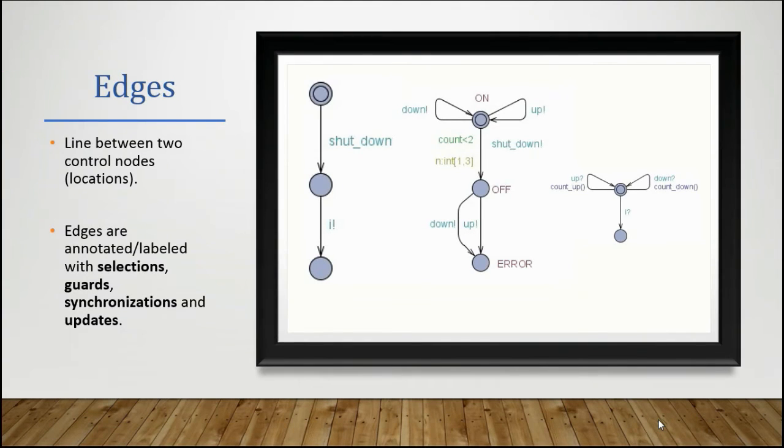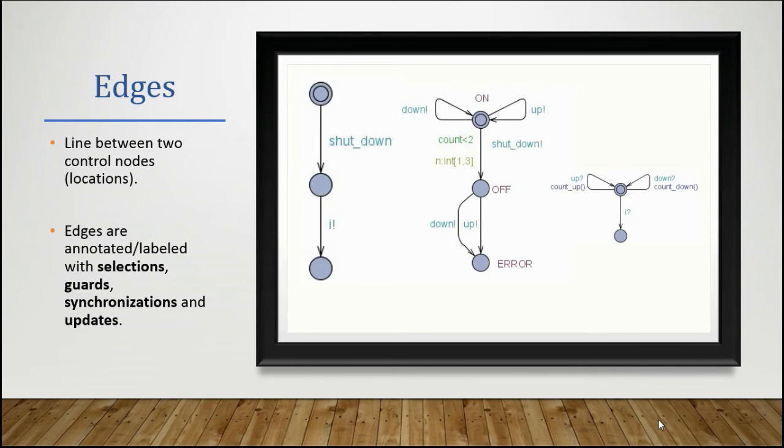Edges. The edge is actually the line between two locations or between two states. The main use in timed automata is to transition from one location to another location. Another use of the edge is to communicate with another timed automata.